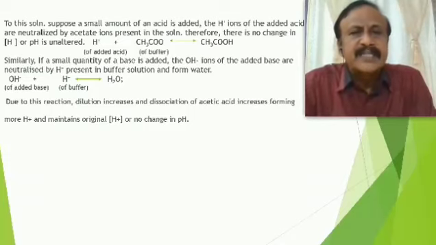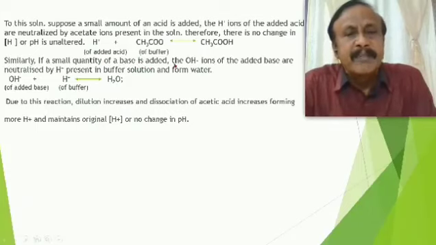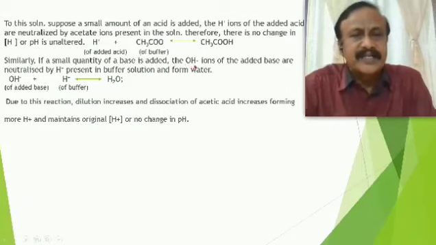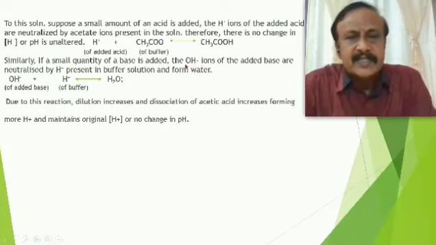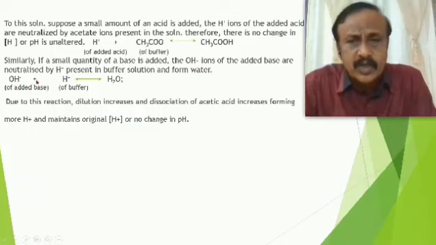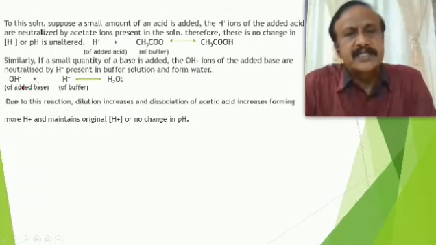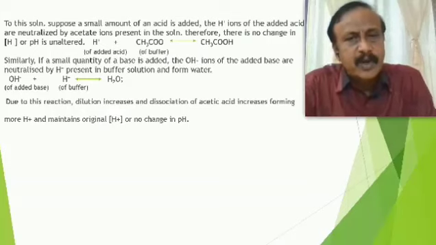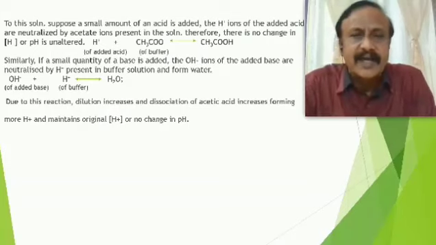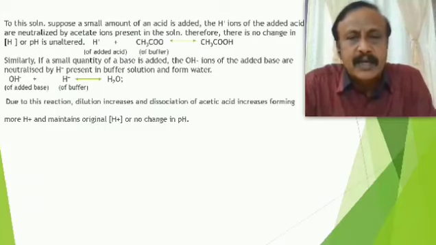Similarly, if a small quantity of a base is added, we all know that a base is a substance which produces OH minus ions. If the OH minus ions of the added base are not neutralized, the H plus concentration will go down, because when OH minus increases, H plus should decrease, since the product of these two ions should remain constant, which is called the ionic product of water. Now if H plus concentration decreases, pH value increases. But in this buffer solution, that will not happen.